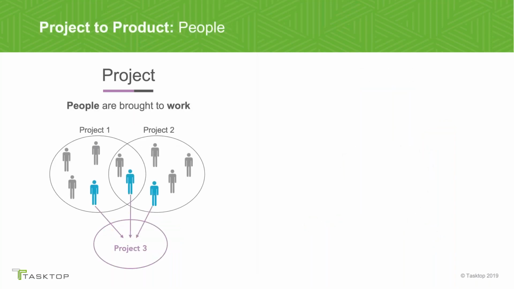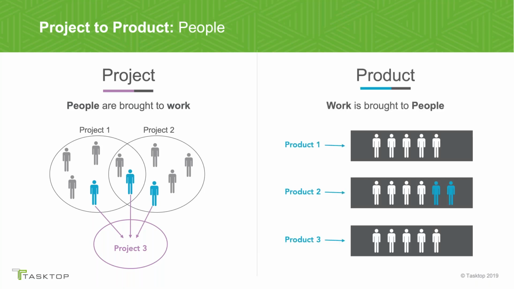For the people aspect, in project management, people are brought to the work. So you build a team, you do something, you disband the team. In product management, work is brought to the people. So you have a consistent team that is working together, understands the product they're working on, they work well with each other, and they stay together, and they keep working on that product as it evolves. So for project management, build to get it done and move on. In product management, build it to last and then support it.